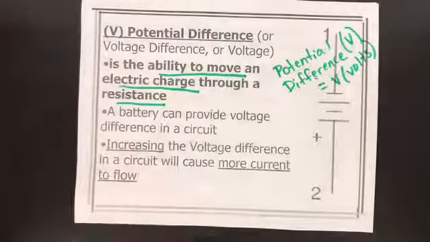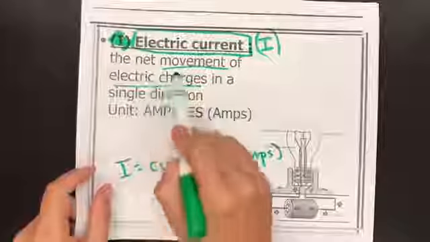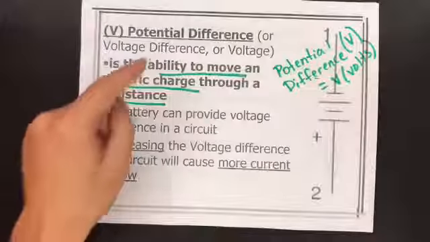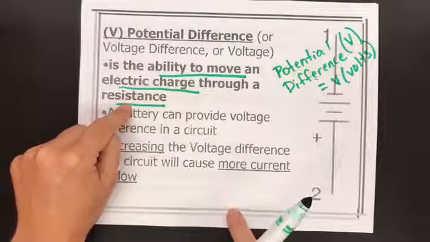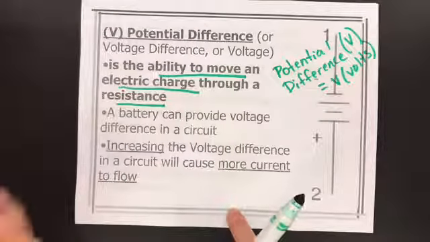So this is the difference. You gotta know the difference here. Electric current is the movement of electric charges. Potential difference is the ability to move through a resistance. We'll talk about resistance in just a minute.